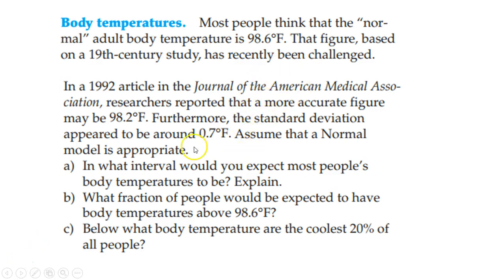Alright, looking through this one here, trying to finish up in one video. As you read through this, to summarize, it says they're doing a report. Researchers report that the more accurate figure may be 98.2 degrees Fahrenheit, because most people think that the normal adult body temperature is 98.6, but research has shown that maybe it's 98.2. Standard deviation appeared to be around 0.7. Assume the normal model. In what interval would you expect most people's body temperature to be?